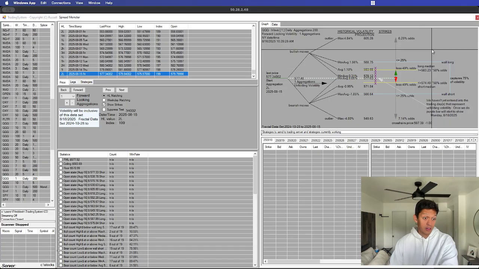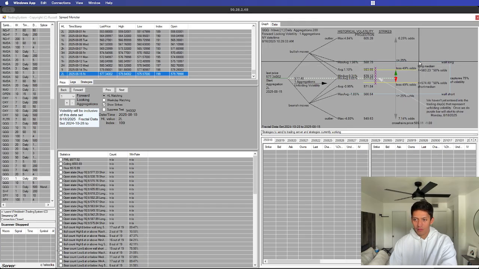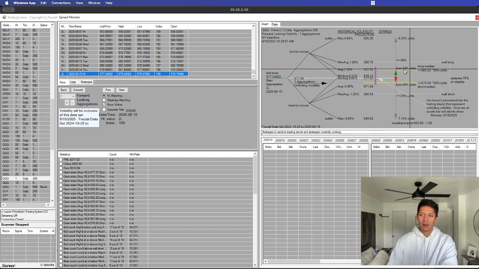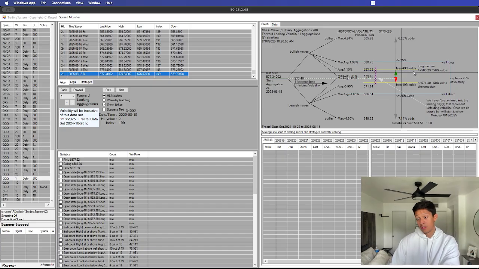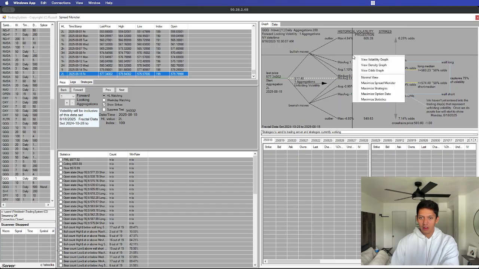You can do this for multiple aggregations, multiple days to get weekly outlooks. But then this wall long is if we go beyond the long median, there's a 25% chance of reaching the wall long. And then less than 25% to go beyond. Yeah, 6.25 percent odds. So it helps you to see. You could use that information, very, very good for targeting. And many times actually reversals happen off of this, but that's not a rule of thumb. So very cool. That's the forward-looking volatility graph.